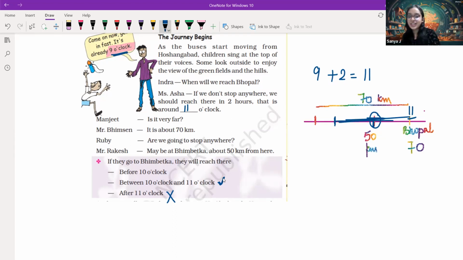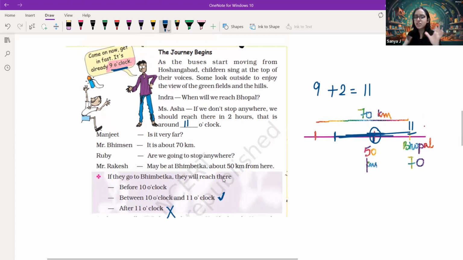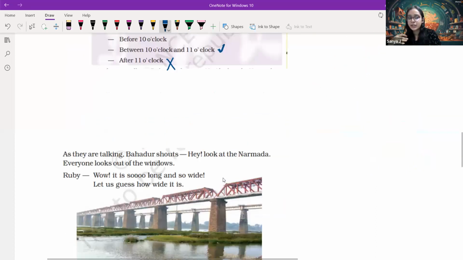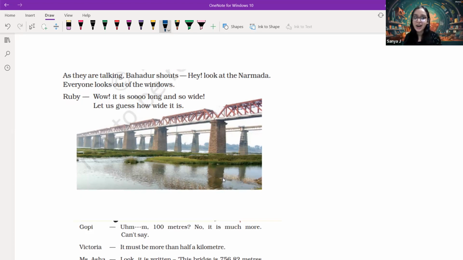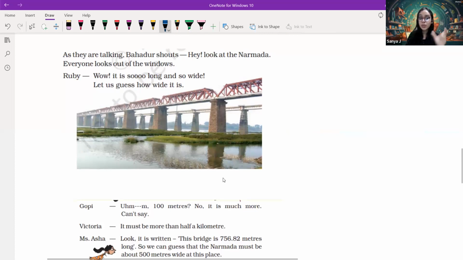Okay, so with that, now that we know that they will reach Bimbetka between 10 to 11 o'clock, let's move ahead. Now that the children are having fun in their bus journey, they look outside, and you know what they see? They see River Narmada. They're crossing River Narmada. Ruby says, wow, this River Narmada is so long and so wide. Let us guess how wide this river is.